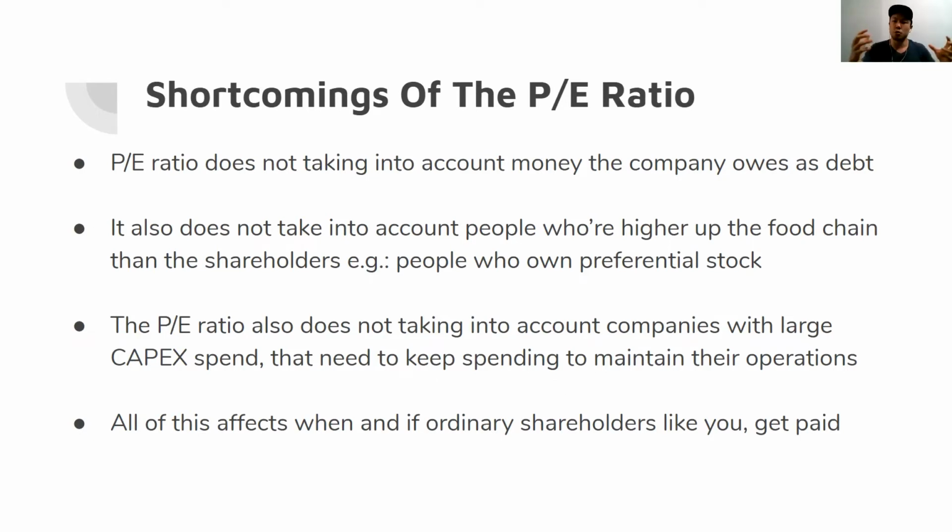People that own preferential stock. So for example, if the company goes under and it liquidates, all of the common shareholders get paid after the preferred creditors and people who own preferential stock.